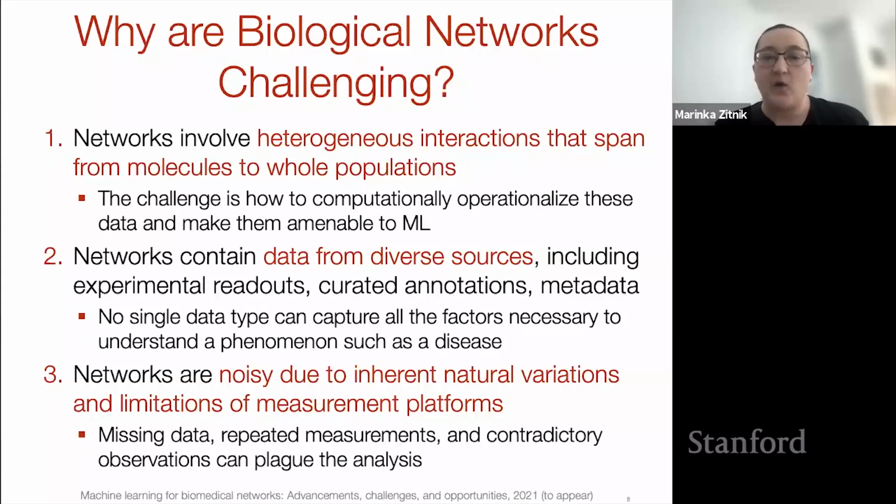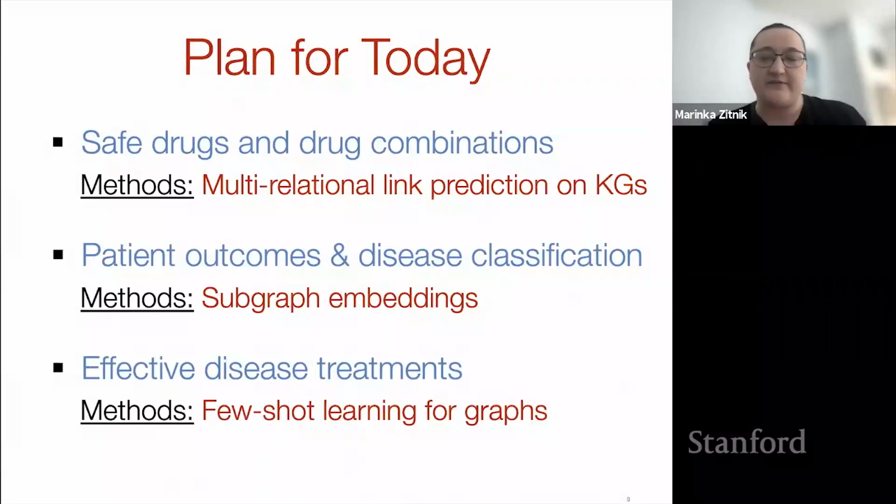And finally, biological networks are by definition noisy, and by definition incomplete, because our understanding of biology is incomplete. And they are noisy because of inherent natural variations, as well as limitations of current biotechnological platforms that generate the data, which means that we need to operate with the assumption that our data will be missing, it will contain repeated measurements, even contradictory observations that can plague the analysis, and methods need to be robust against these issues.